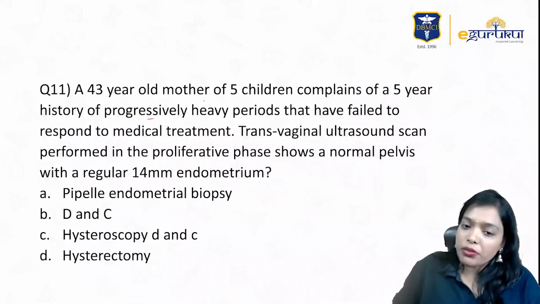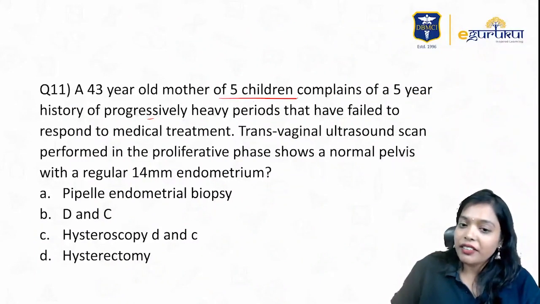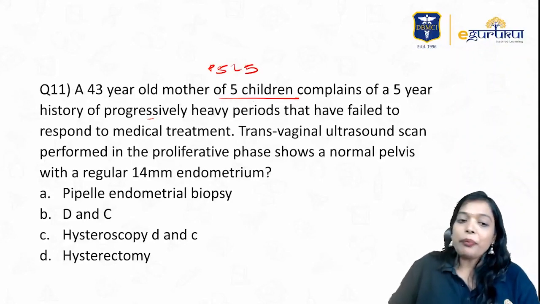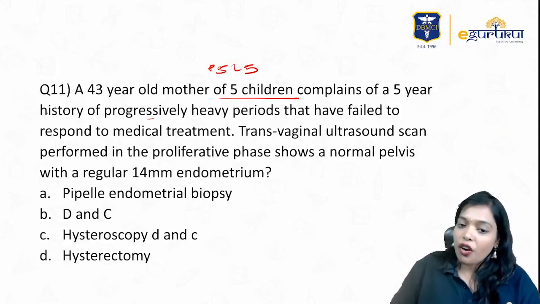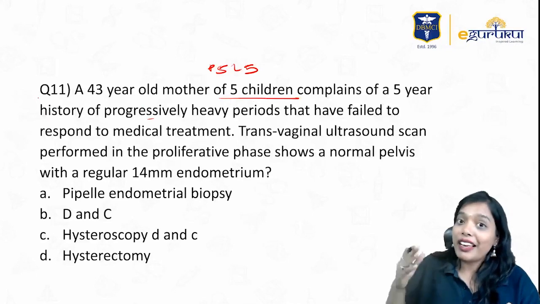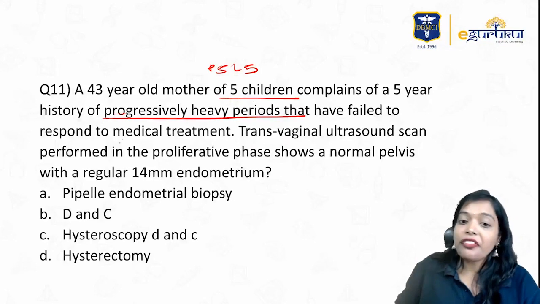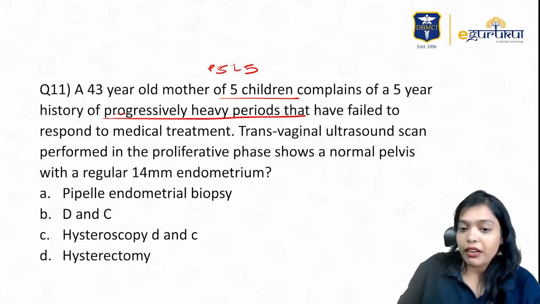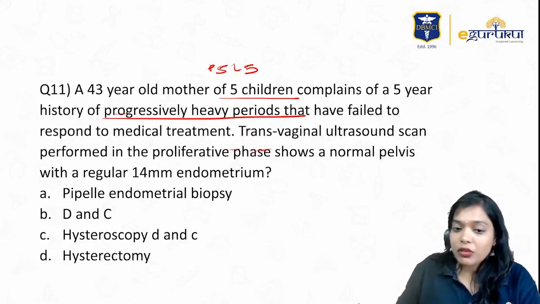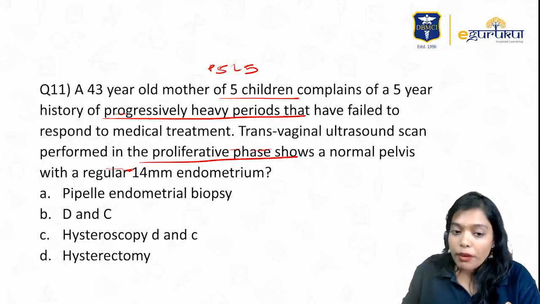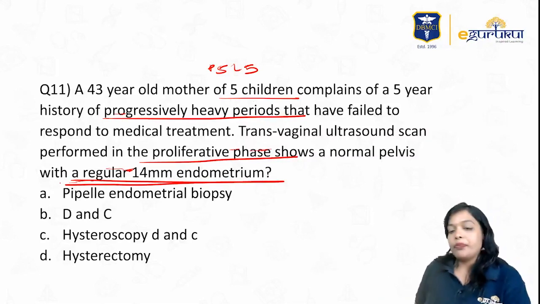A 43-year-old mother of 5 children, para 5, living 5, very good, complains of a 5-year history of progressively heavy periods that have failed to respond to medical treatment. Transvaginal ultrasound scan performed in the proliferative phase shows a normal pelvis with a regular endometrium of 14 mm.